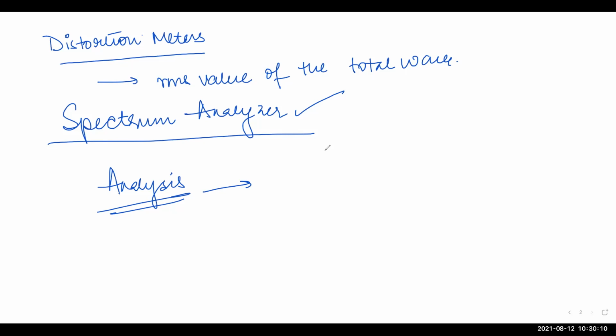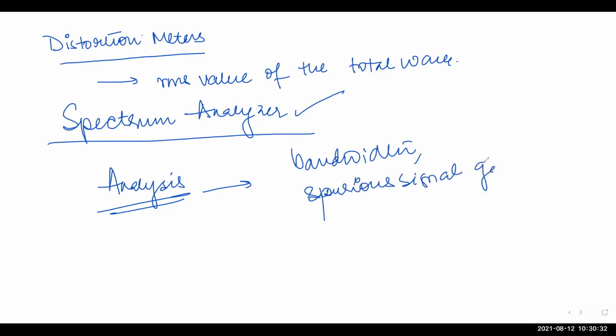Now, the study gives valuable information about what? First is bandwidth. Then the effects of different types of modulation and spurious signal generation. The knowledge of the above quantities and phenomena is very useful in the design and testing of radio frequency, RF, and pulse circuitry.